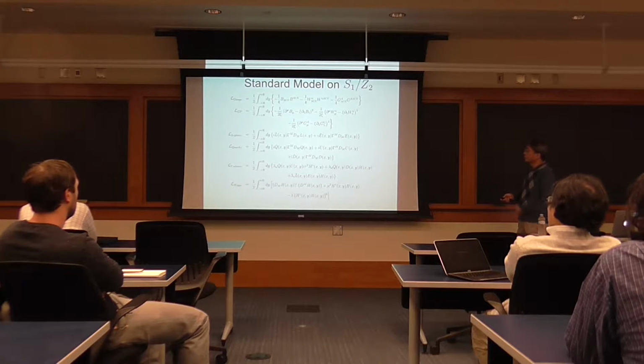And then I'm suppressing the flavor indices. There's a lot of flavor indices going around, but I'm not writing them down. So then, the action, the Lagrangian is given. So I'm going to integrate out.